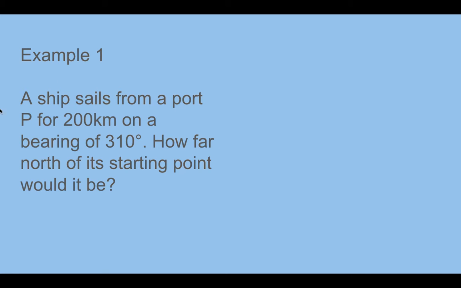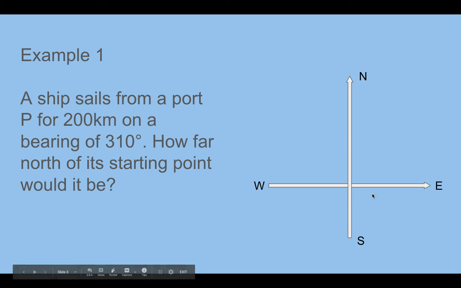A ship sails from a port P for 200 kilometers on a bearing of 310 degrees. How far north of its starting point would it be? The first thing we have to do is figure out what this question is actually saying. It's traveled 200 kilometers on a bearing of 310 degrees. So first we put in our north, east, south, west. Remember, bearings start at north as 0, and we work around clockwise. So 310 degrees is going to be up here somewhere, and the ship is traveling in this direction.